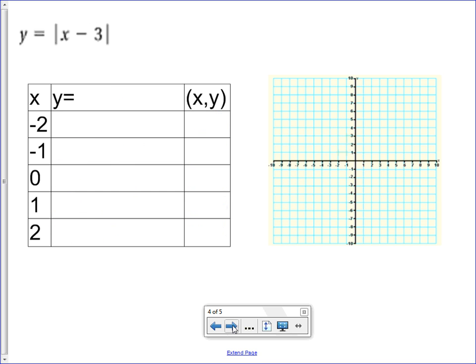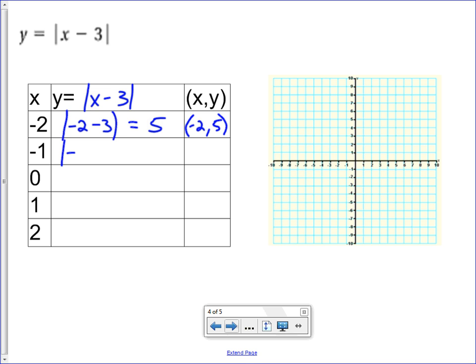Okay, so if you want to just pause the video, try and figure out a t-chart for this one, and then think about what the graph would look like, and then play it and see if you get it right. So we've got the absolute value of x minus 3. So this would be the absolute value of a -2 minus 3. So inside I'd get a -5, but the absolute value of that is a +5. So I'd have a -2, 5.